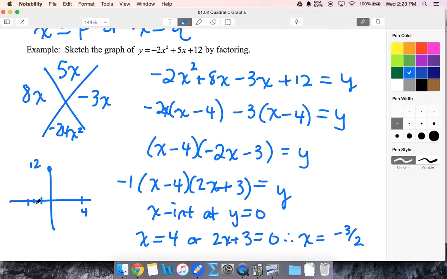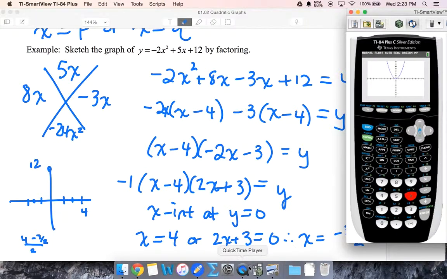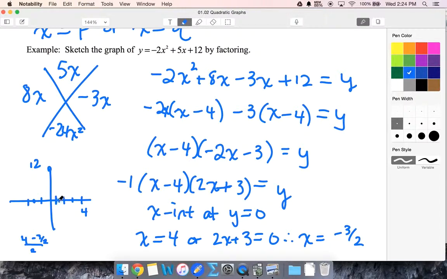And I can also figure out my axis of symmetry. So I'm going to move over 1.5. That would take me to right here. If I move over, well, I want to find the midpoint of that. The midpoint is going to be 4 minus 3/2. I'm taking the two numbers, dividing them by 2 to find my center. So let's do that. Let's just make sure that's true. 4 minus 1.5, and then divide by 2. 1.25, that makes sense because that would need to be here. So 1.25 is about there.